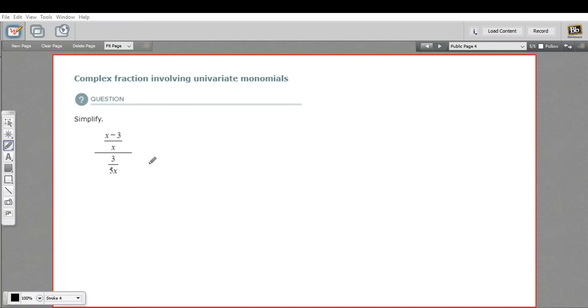In this problem, we have a complex fraction, and this time, instead of just numbers, we've got variables in here too. So how are we going to go about solving this? I think probably the easiest way is to rewrite this as a division problem. A fraction is really a division problem. It's the top divided by the bottom.